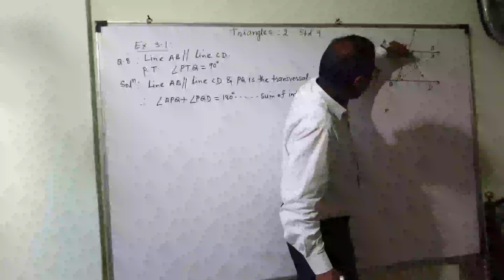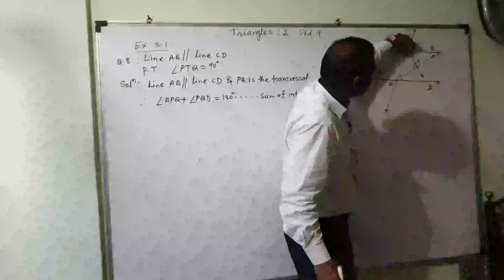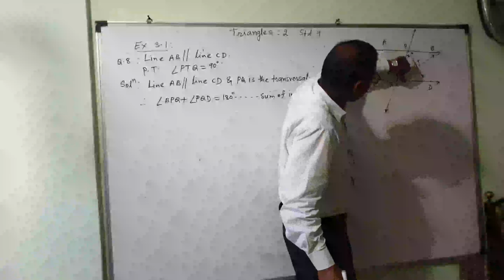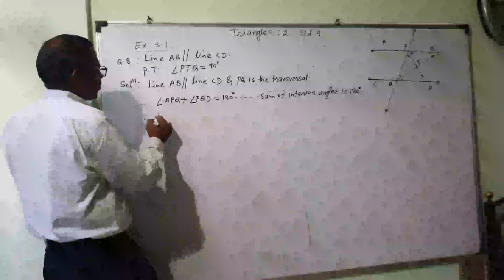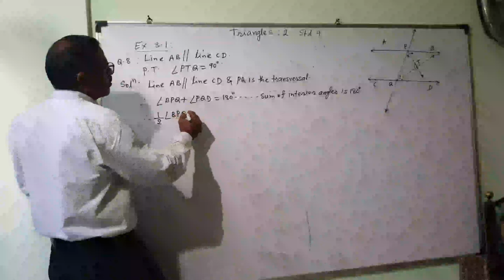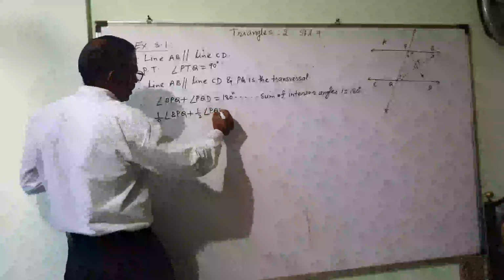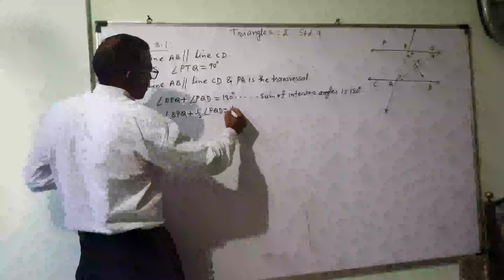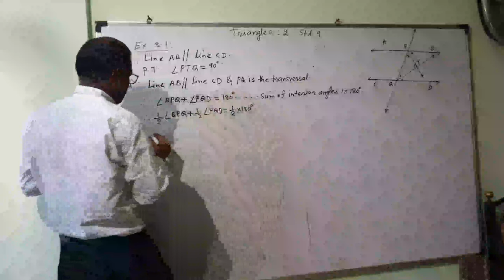But this is made half. If I want to take this is the half of this, so I will multiply by half. Therefore 1 upon 2 angle BPQ plus 1 upon 2 angle PQD is equal to 1 upon 2 into 180 degree, multiplying by half.